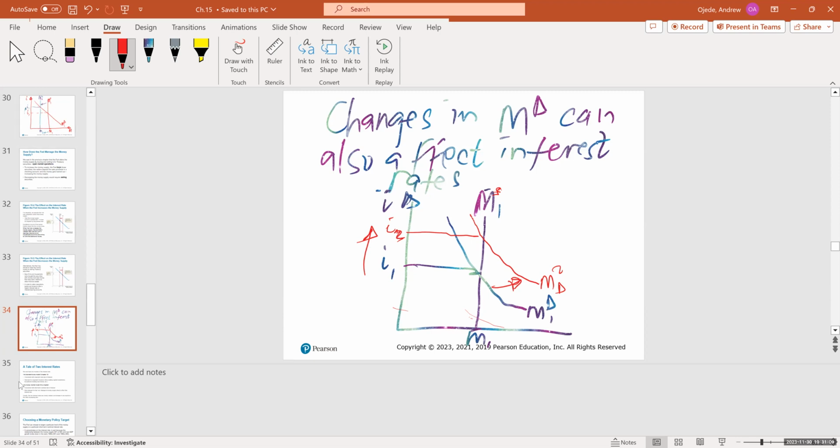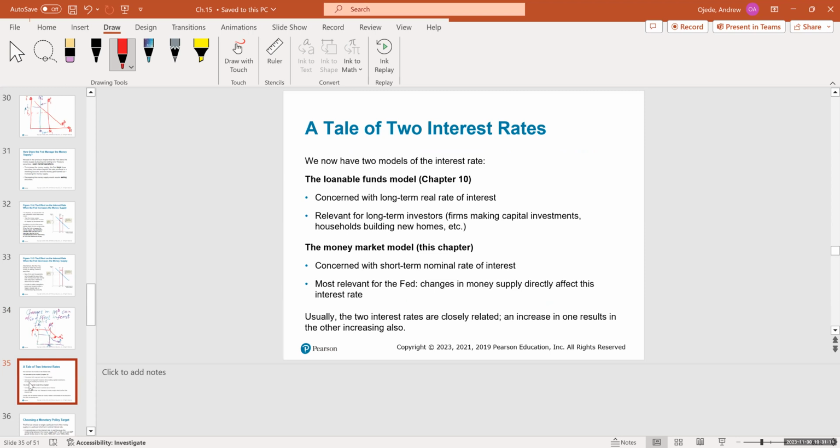Okay. Now let's talk about a tale of two interest rates. So we now have two models of interest rate. The loanable funds model of chapter 10 is concerned with the long-term real rate of interest. That is relevant for long-term investors, firms making capital investments, households building new homes. The money market model is concerned with the short-term nominal interest rate.